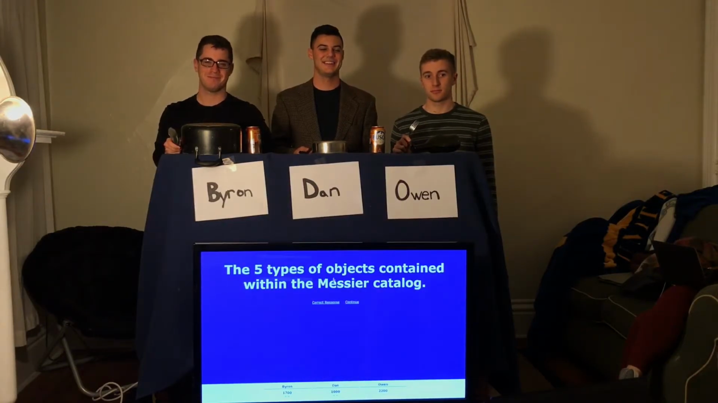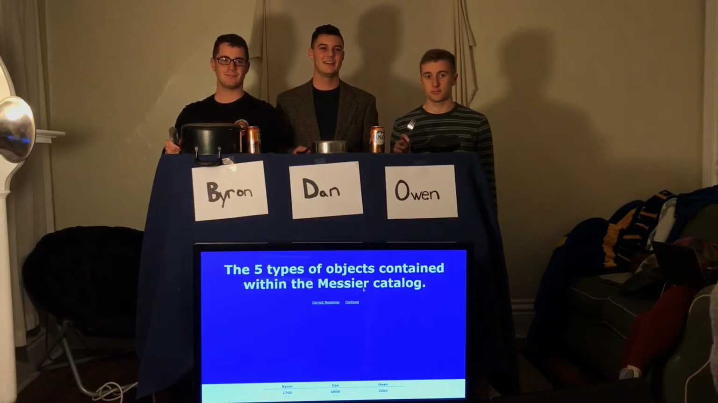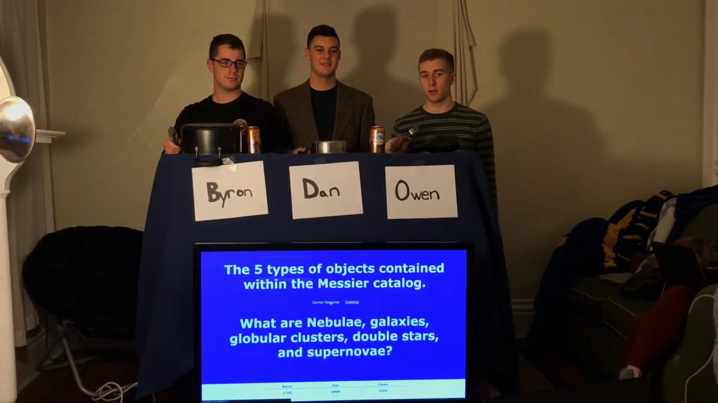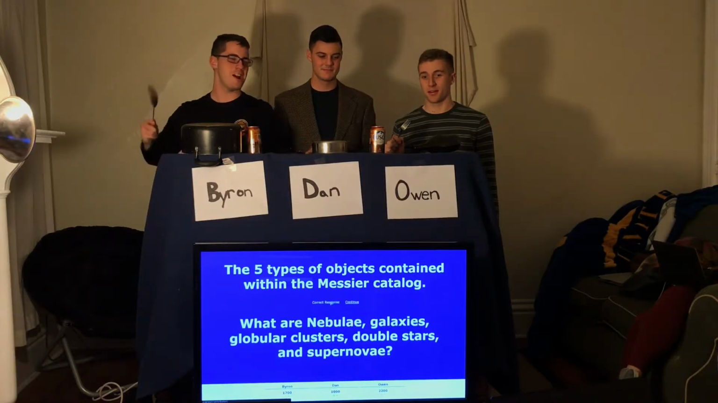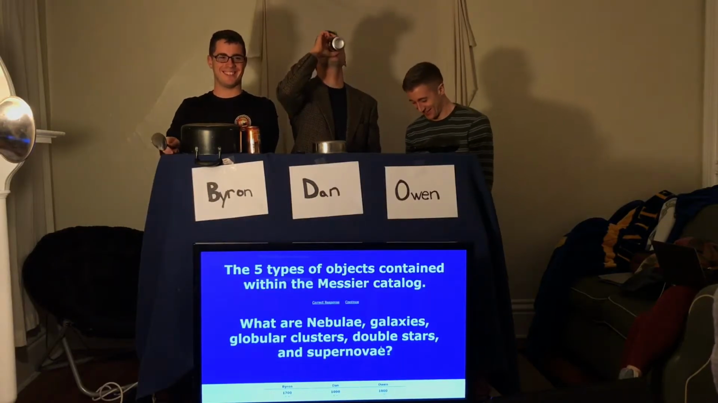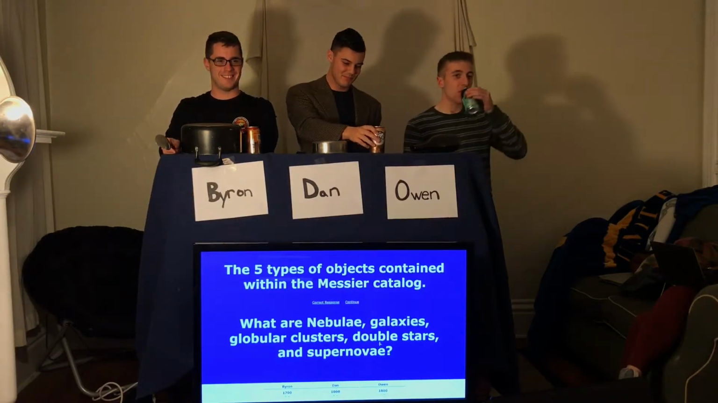These 5 types of objects are contained within the Messier catalog. Emma? What are nebula, supernova, binary stars? Is that double stars? Alright, Owen, you have lost 400 points. Anybody else want to take a crack at it?